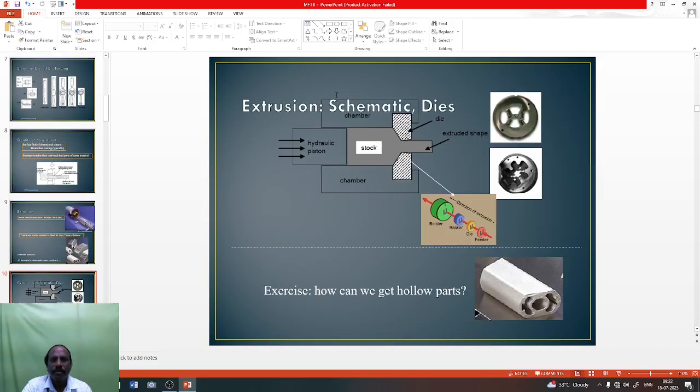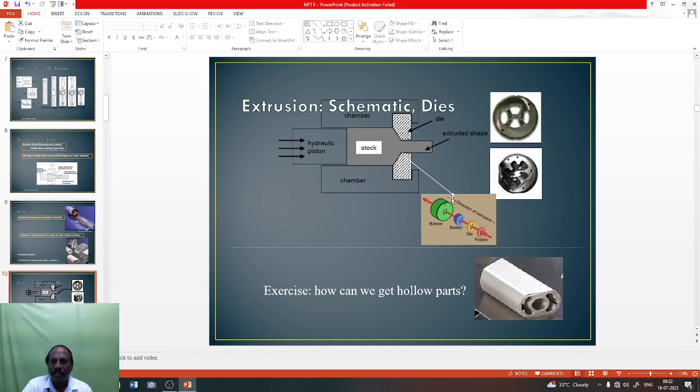And this is the schematic view of the extrusion process. There is one chamber, another chamber is here, a hydraulic piston is there, stock is here, and you will have the die. So the die is there, the hole is here. Okay, when you press the stock, you will get the extruded parts here, and this will be in this type of shape, whether it is plastics or metals.